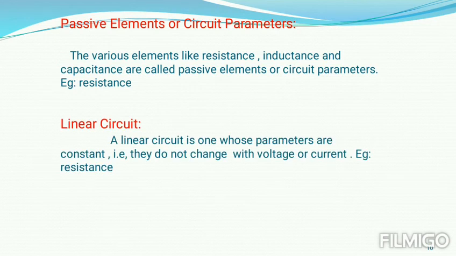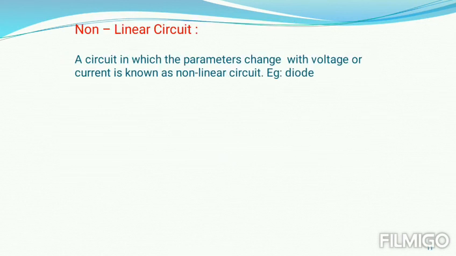Linear circuit is a circuit whose parameters are constant, that is they do not change with the direction of voltage or current. An example is resistance. Non-linear circuit: here the parameters change with the direction of voltage or current. An example is a diode. In one direction it is said to be forward biased, that is when anode is connected to positive terminal and cathode is connected to negative terminal, the current flows, whereas when the directions are reversed, it acts like an open switch, and no current will flow through it.